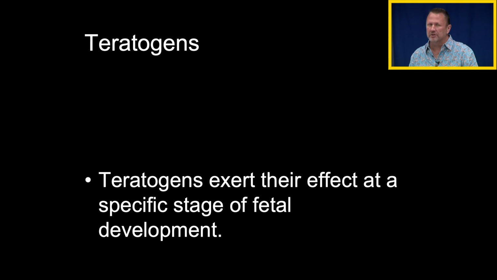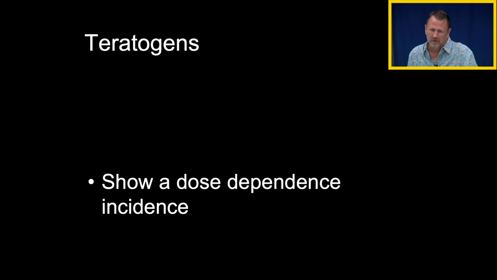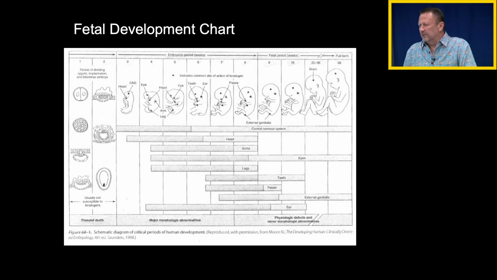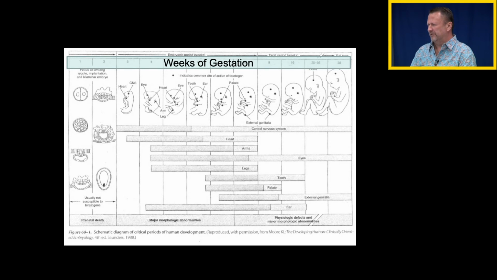So teratogens cause birth defects, but not just any birth defect at any time. Teratogens have a timing and place in fetal development that they exert their effects. And so the easiest way to do that, read the words and then look at the chart. If you Google fetal development chart, you'll come up with this. I think there's a big one in your notes that you can look at. And let's go through the fetal development chart.